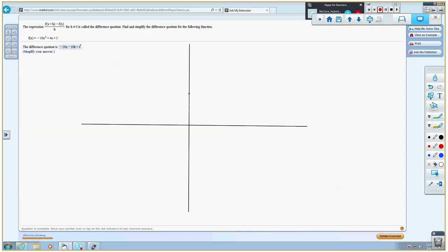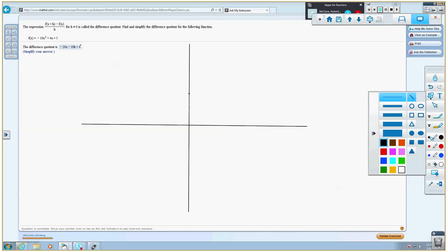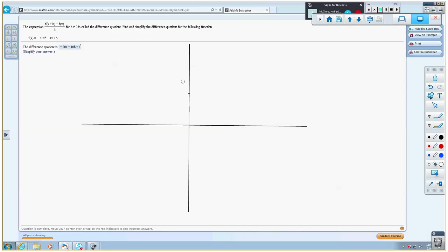Let me go ahead and, I'm going to go here. So it's opening downward. Let's just say it's very skinny because of the what? The 10. So it looks something like this. Does everybody agree that that looks like a parabola opening downward? Okay? No comments, please.